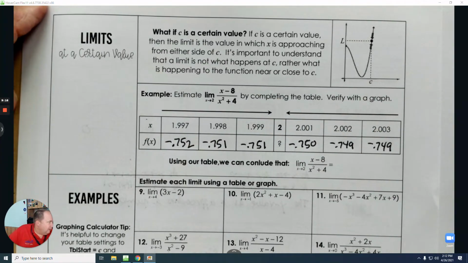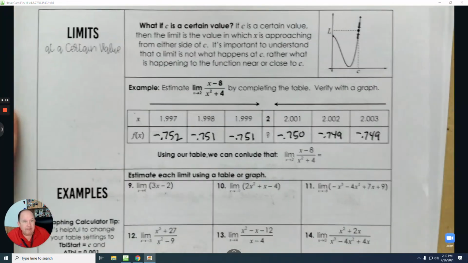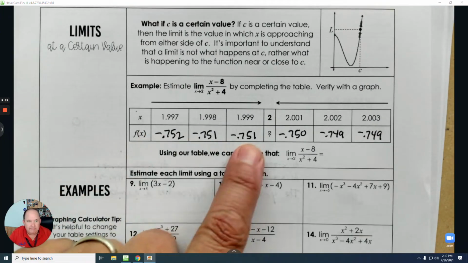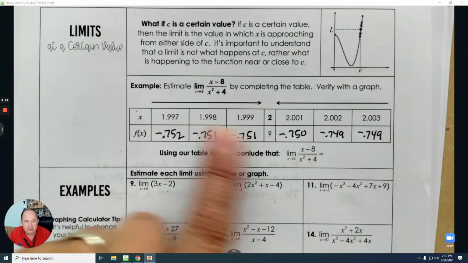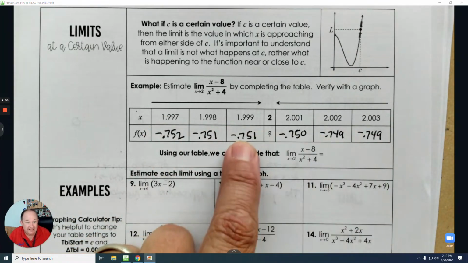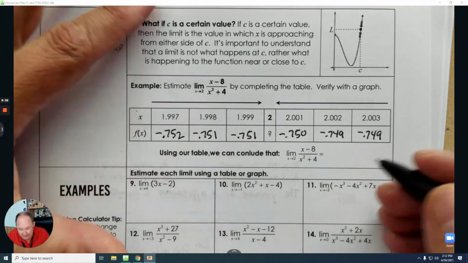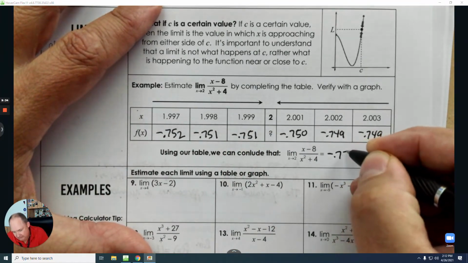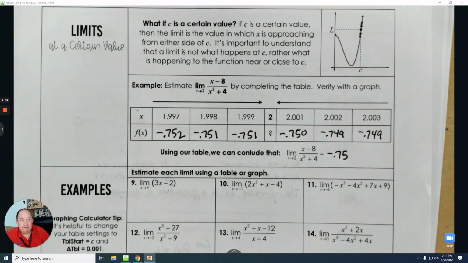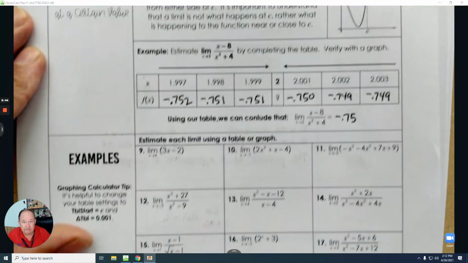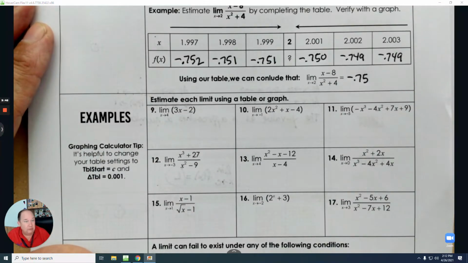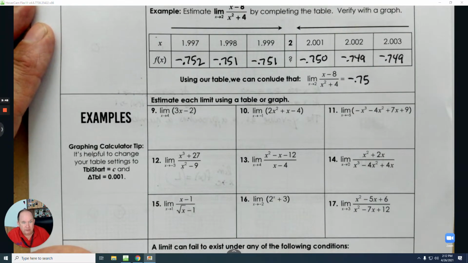And now the question is, if I look from the left and I look from the right, what is it getting closer and closer to? If I round it, you can tell the left side and the right side are getting closer to negative 0.75. From the left and from the right, it's getting closer and closer to that answer, and they agree. So estimate each limit using a table or using a graph.